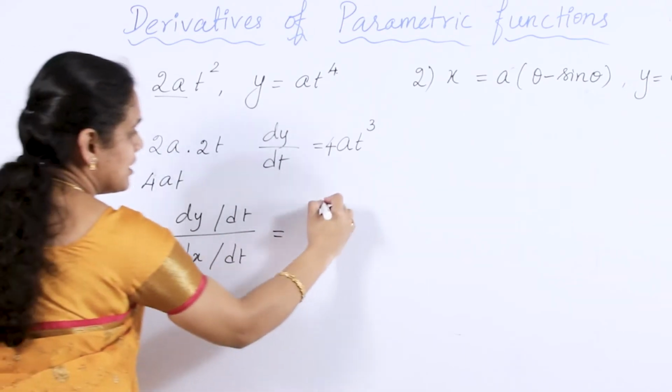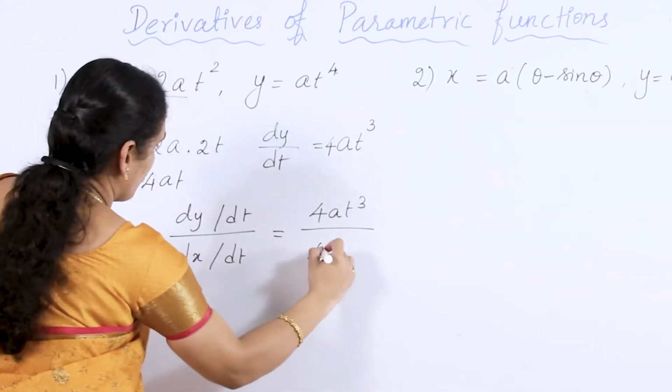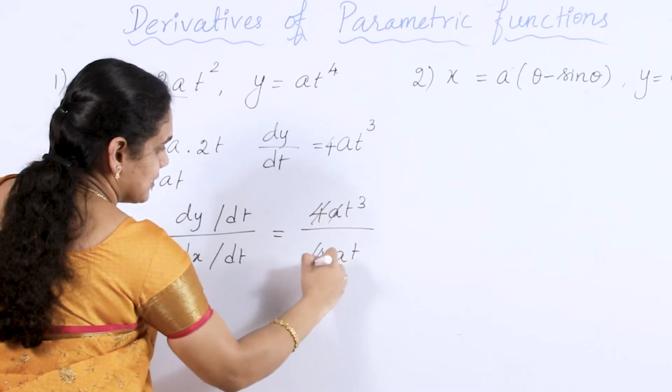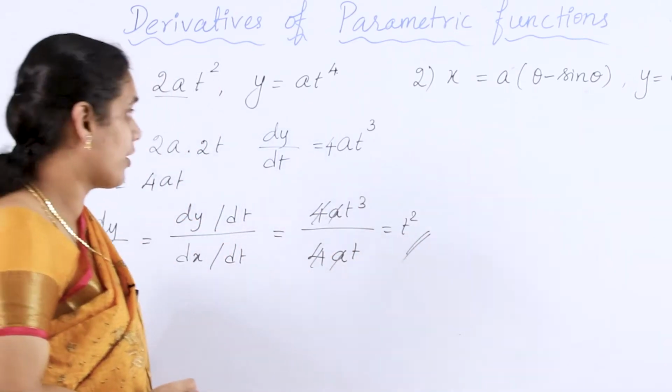So dy by dt is 4at cube by, here it is 4at. So if we cancel this, we get t square. Okay, this is the required answer. t square is the answer.